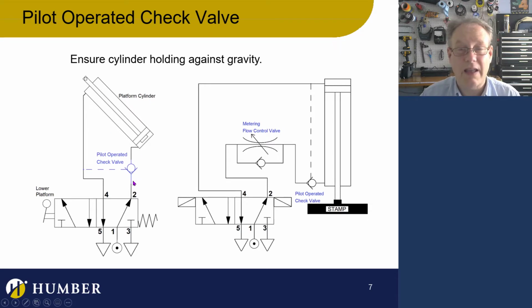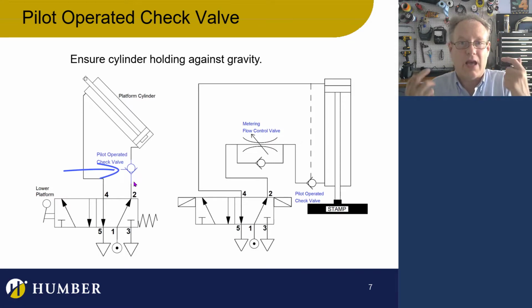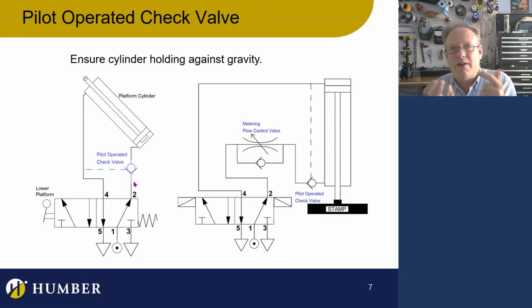If it's blocking the air, the pilot opens it. Internally, there's pilot air in there that actually pushes that ball out of the way and allows air to flow kind of backwards through the check valve. So let's just take a look at this.